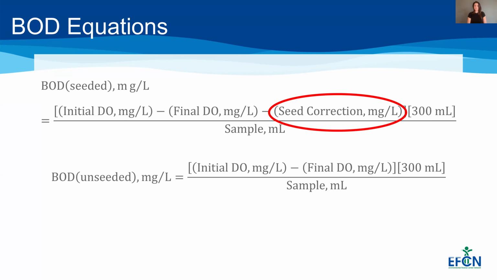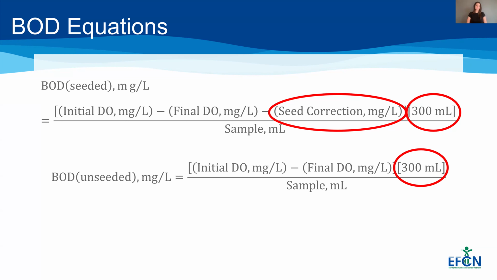Like I said, there's that seeded one that's utilized for our quality assurance. And if you'll notice, the main difference is that it has a seed correction compared to the unseeded equation, which does not have a seed correction. They both state that you multiply a factor of 300 milliliters because that's the typical analysis and the standard method requirement for how much the sample should be diluted to.